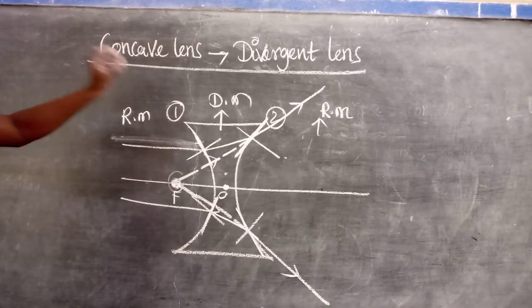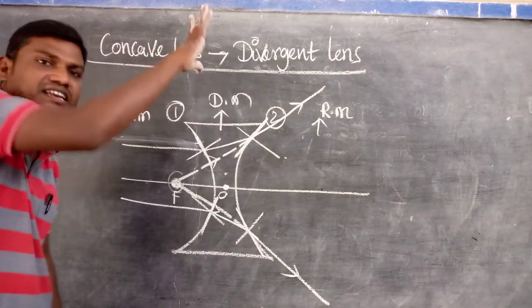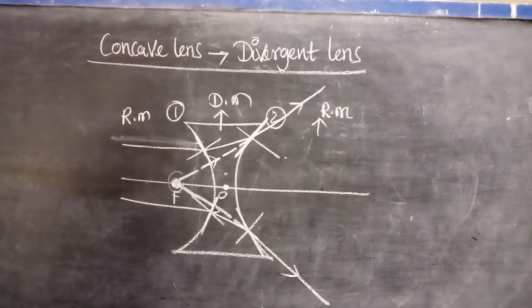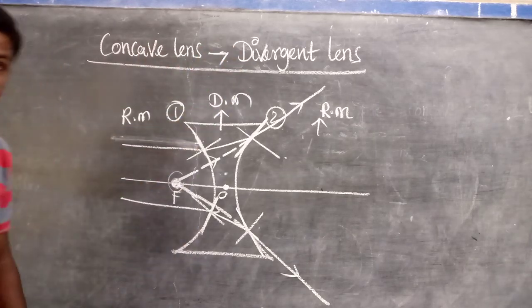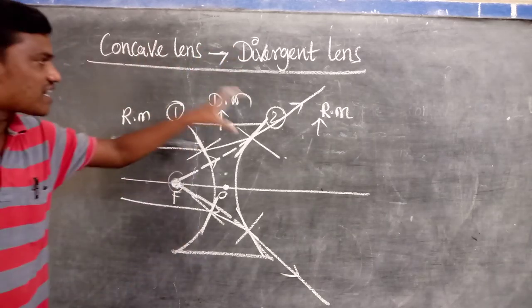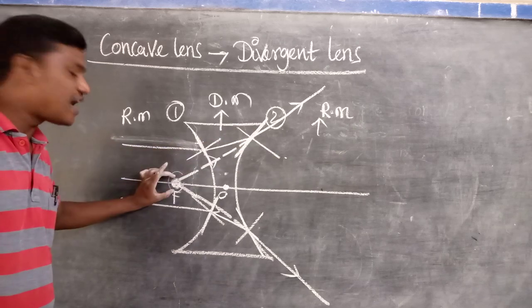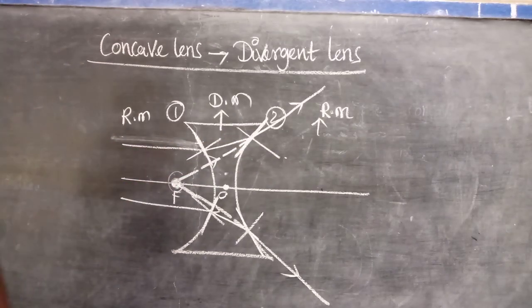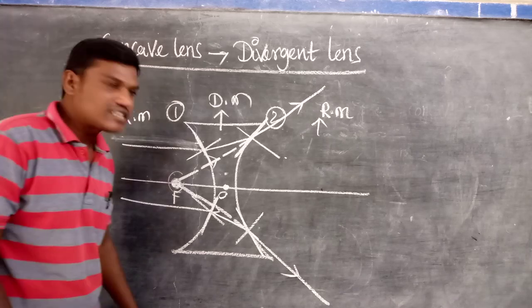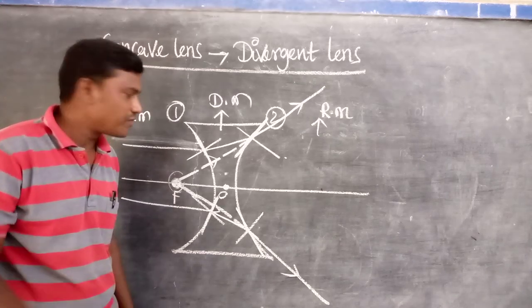So we call the convex lens a converging lens because after the refraction, the light rays really meet at one point. But the concave lens acts as a divergent lens because the rays never meet, but appear to meet at another point, or from another point the rays appear divergent. So in the next class, I will explain in the next video.